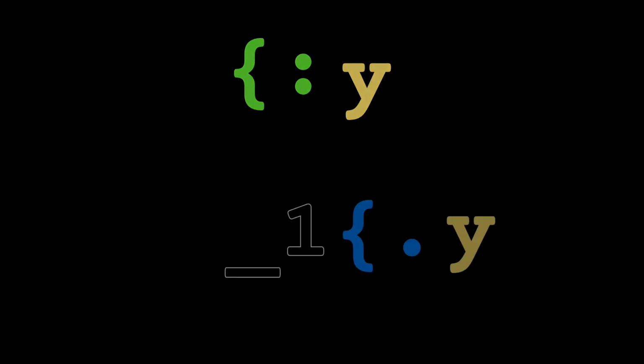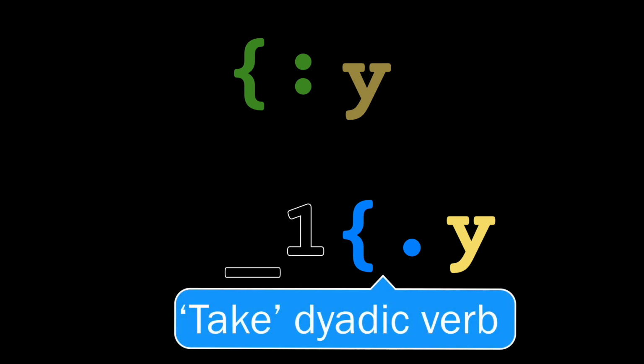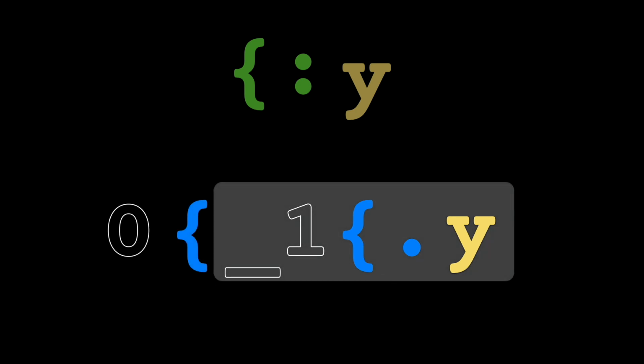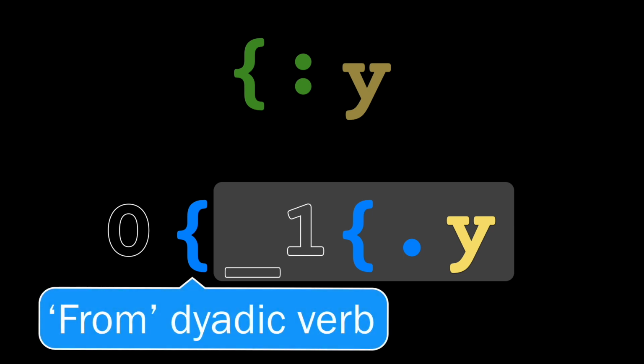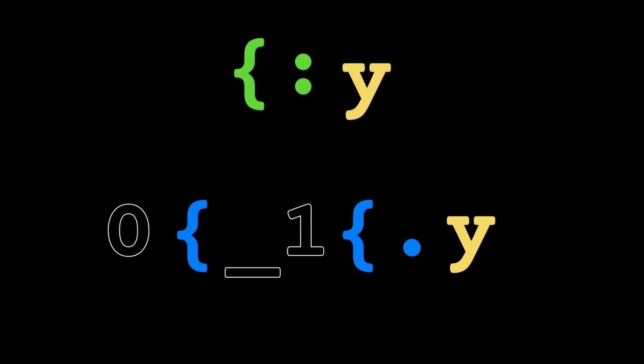We can think of this like it's a two-step process. The first step would be using the take dyadic verb. Now the -1 means we're going to take the last item of the argument y, and make it into a one-item list. But we don't actually want a one-item list, we want that last item. So to do that, we take the result and use the from dyadic verb to grab that first item. So effectively, we're grabbing the first item of a one-item list that is the last item of the argument. May not make a whole lot of sense right now, so let's take a look at some examples.